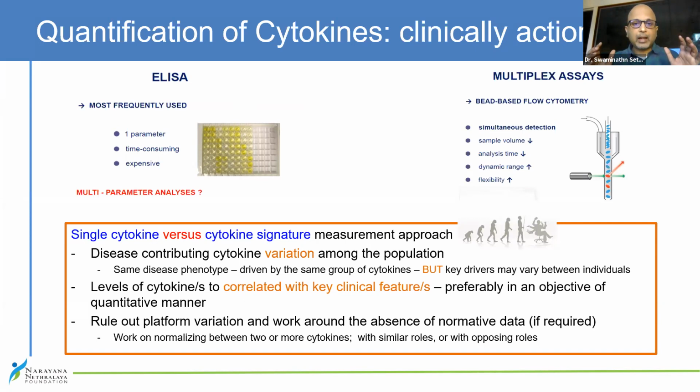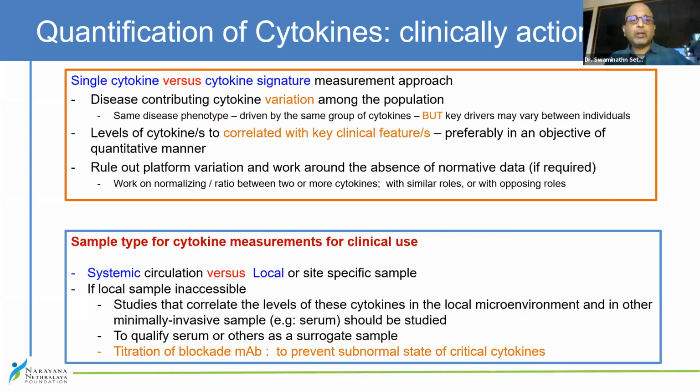The level of cytokines has to always be correlated with clinical features for usefulness in an objective manner, if you have an imaging system or any kind of quantification, so that it is useful clinically. Every clinician and even biomedical researchers are very concerned that we don't have normative data. Yes, we do not have normative data because of multiple platforms and huge populations. But we have to find the balance by normalizing between two cytokines.